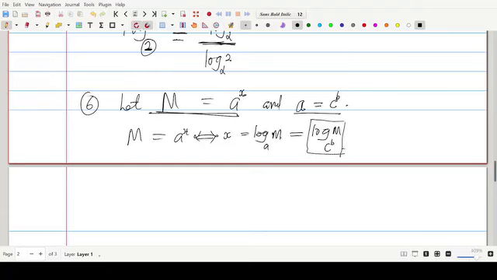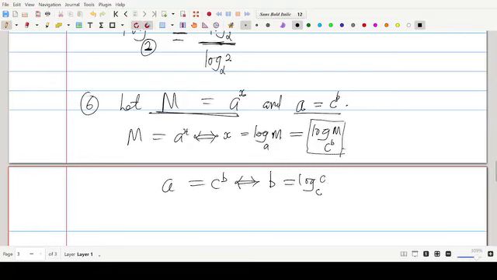Now please pay close attention as it is important. All right. And don't forget that when we have a equals c to the power of b, this implies that we have b equals log to the base c of a. And also when we have m equals a to the power x, this also implies that we have x equals log to the base a of m. All right. Hope you observe these things.